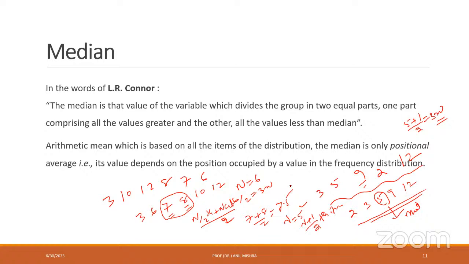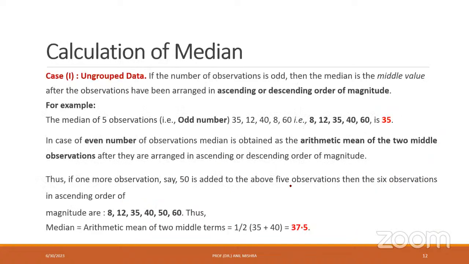Now coming to the examples for ungrouped data. In the first example, you have to arrange the data in ascending or descending order. If it is an odd number of items, how to calculate the median? Let's say these items are there, 5 items. First we arrange them, and the middle one we take as the median, because 5 plus 1 is 6, divided by 2 is the third term. So the third term will be treated as the median. 1, 2, 3, the third is 35, right?